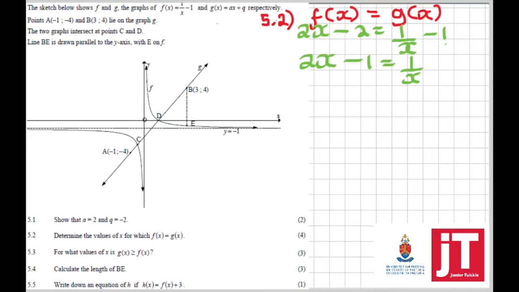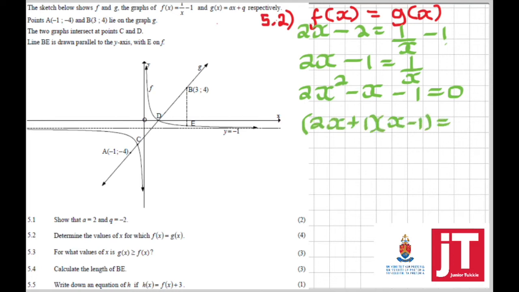Our LCD is x. If we multiply to remove that denominator, we're going to get 2x² - x - 1 = 0, leading to a quadratic equation. To solve that quadratic equation, we're going to factorize it first. We get our two factors as (2x + 1)(x - 1) = 0. Solving for x, we get x = -1/2 or x = 1, proving that we've got multiple values of x. We proceed to the next question.